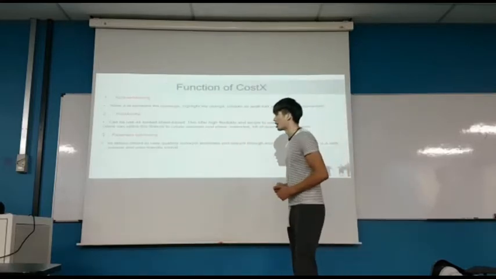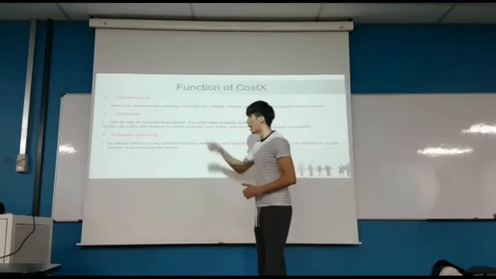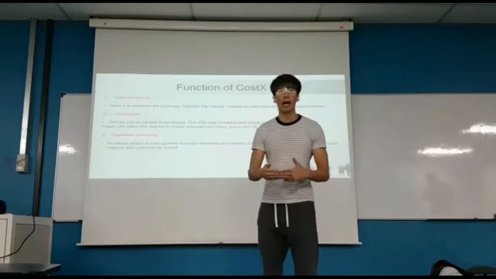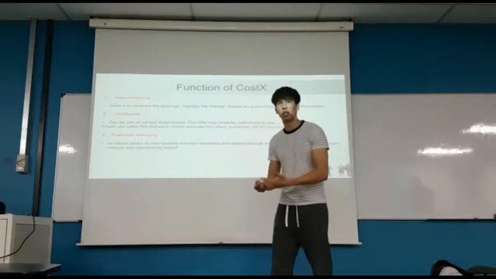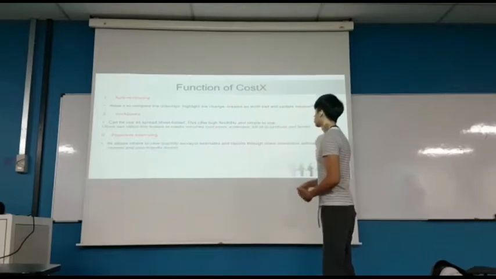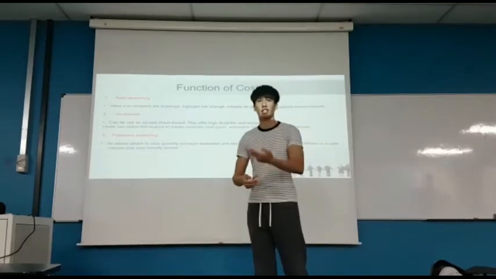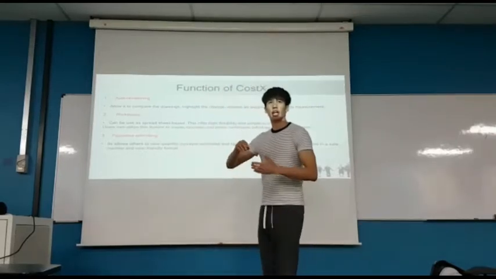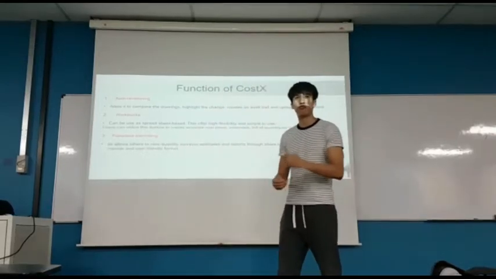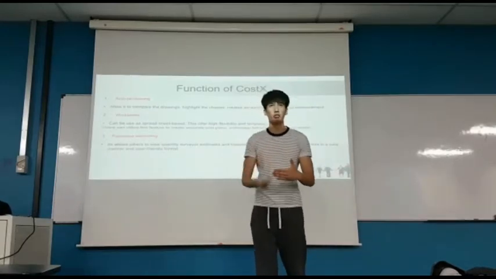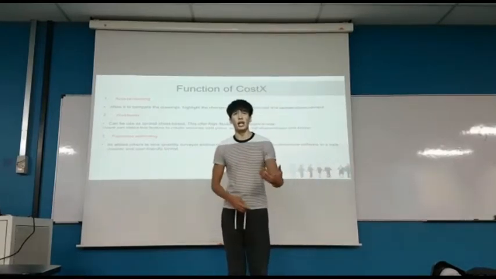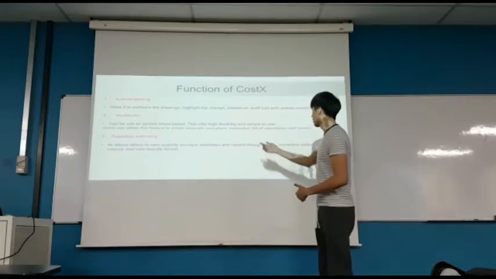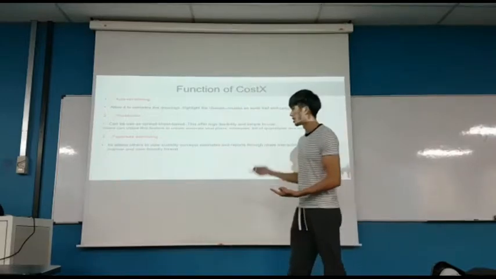So next, these are the functions. The first one is auto revisioning. Auto revisioning allows it to compare the drawings, highlight the changes, create an audit trail, and update the measurement. The second one is workbooks. Workbooks can be used as a spreadsheet base. It is highly flexible and simple to use. Users can utilize the feature to create accurate cost plans, estimates, bills of quantities, and tenders.